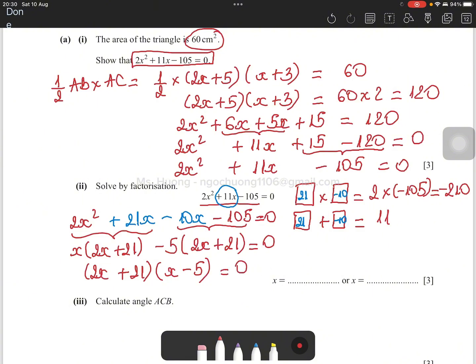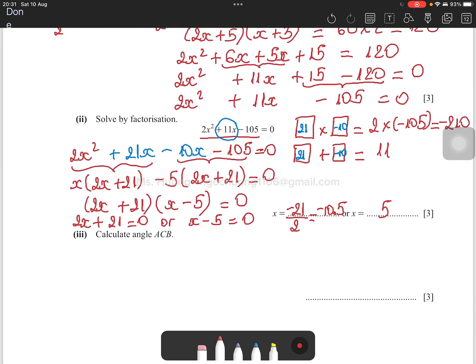If this is equal to 0, then 2x plus 21 is equal to 0, or x minus 5 is equal to 0. If 2x plus 21 is 0, then x will be negative 21 over 2, or you can write negative 10.5. And for the second equation, x minus 5 equals 0, then x is equal to 5.